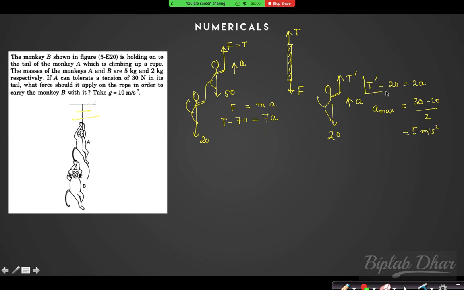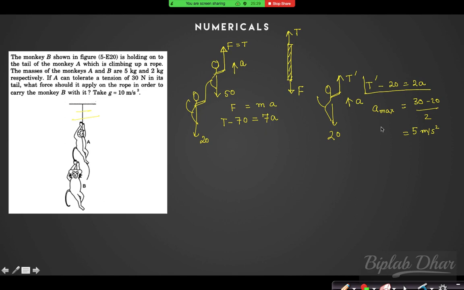Can you understand this equation for the second monkey? Now in this equation, what is the maximum value of acceleration possible that I have to find? For that I have to calculate the maximum value of T prime. Maximum value of T prime? 30 Newton. I have only placed that value and I have found the maximum acceleration is 5.